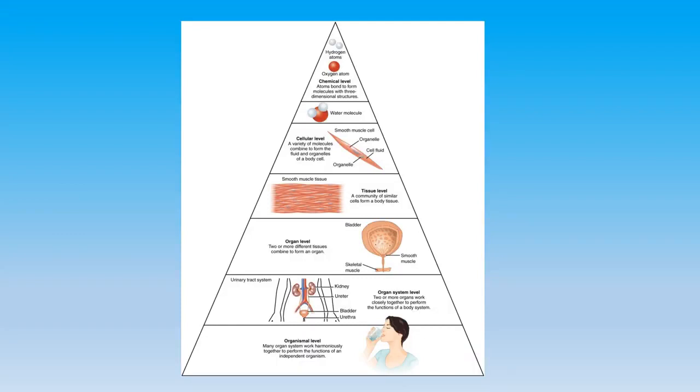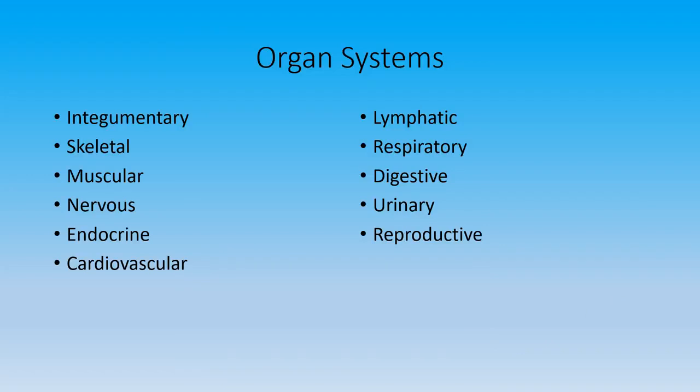And this is just a diagram showing you how you start up here at the chemical level and keep building and building until finally you get the organism. So what are the different organ systems? These are the 11 organ systems that you find in most animals, including the human body.